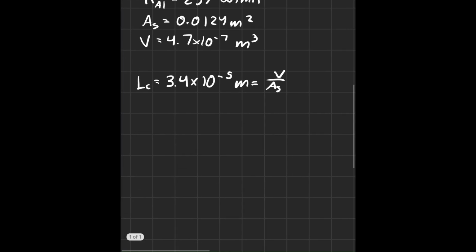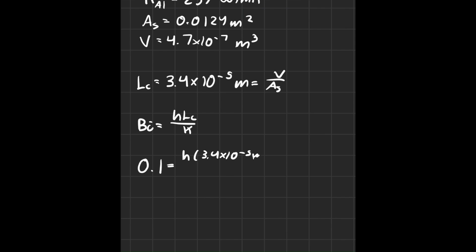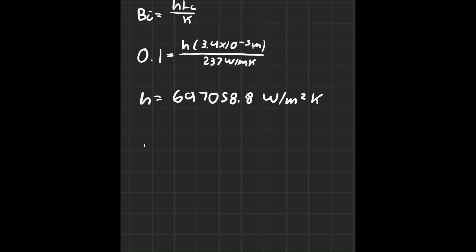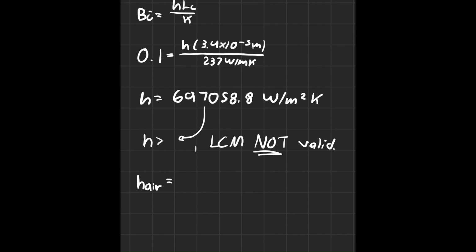To solve for the maximum convective coefficient that would make the lump capacitance method invalid, all the parameters were plugged in, including the max Biot number of 0.1, and the equation was solved for h. This tells us that if h is above 697,000 watts per meter squared Kelvin, the lump capacitance method is not valid. The convection coefficient for air is between 5 to 30 watts per meter squared Kelvin, so the lump capacitance method is more than valid and will be used.